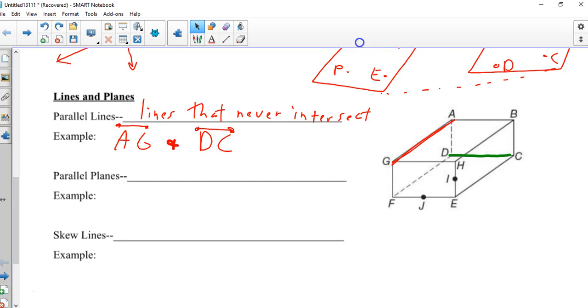Okay? We could have also said HE. Basically, anything that is not going to touch AG. Okay? GF wouldn't work because it's meeting at G. AD won't work because it's meeting at A.